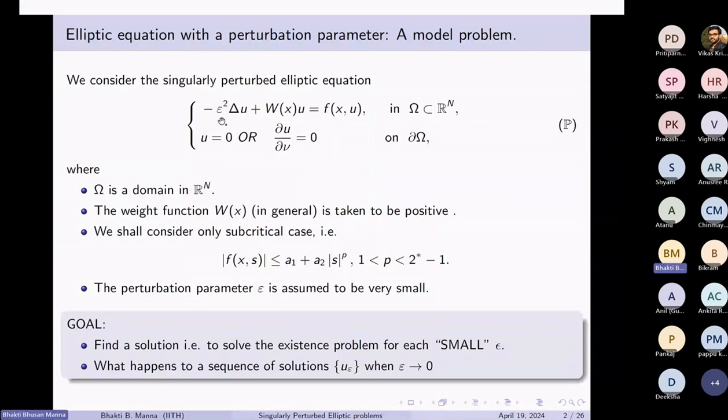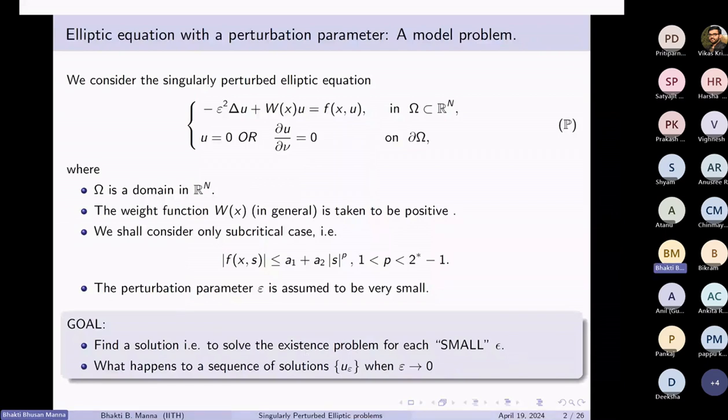And as I said, the equation contains a perturbation parameter epsilon, and our interest is for small epsilon. We want to study this equation. So what is our goal? We try to understand in this talk how to find a solution. So first, the existence, whether we can find it. Of course, which solution we are talking about. And then in the second part, mostly what we will concentrate on in this particular talk is what happens to a sequence of solutions u epsilon when epsilon goes to 0. So this is where mostly we shall concentrate in this talk.